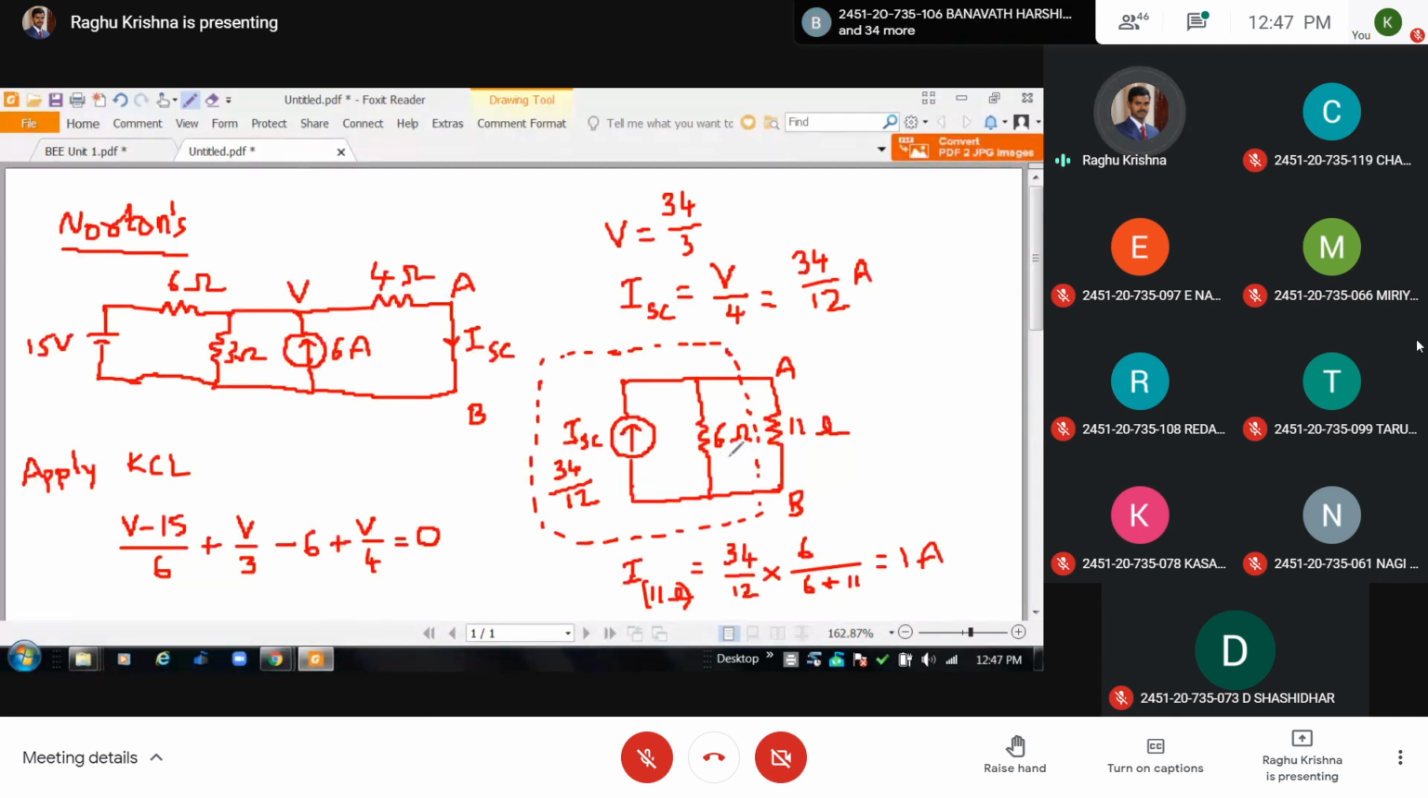Now I am going to find out the current flowing through the 11 ohm resistor. Here the total current is 34 by 12. This current gets divided here. 6 and 11 are in parallel, so the current gets divided. Here I am using the current division rule.